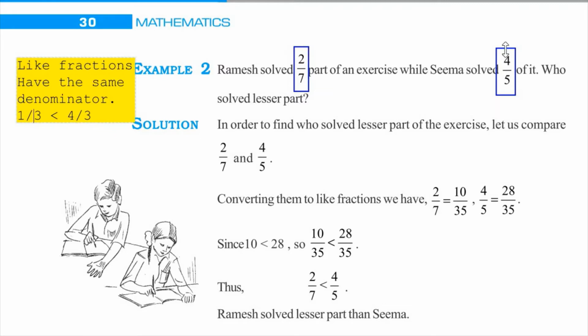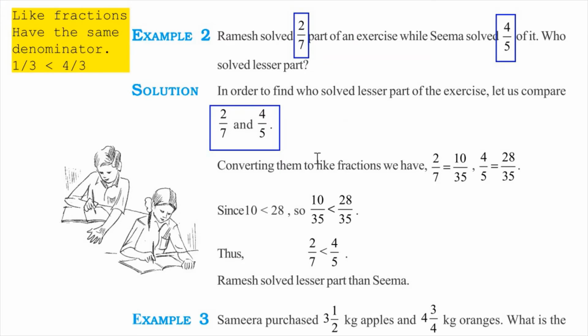So for us to compare 2 by 7 and 4 by 5, we need to convert them into like fractions. In order to find who solved the lesser part of the exercise, let us compare 2 by 7 and 4 by 5. So how can we convert these two fractions into like fractions? We learned that like fractions need to have the same denominator. So we need to work with 7 and 5 such that they're both converted to the same number. One way to make that happen is to multiply 7 by 5 and 5 by 7.